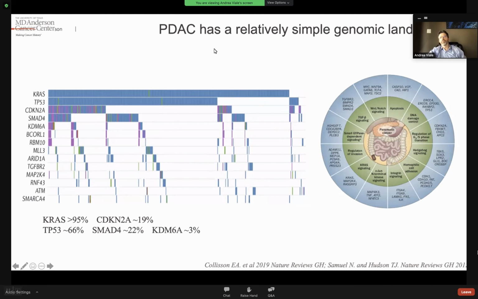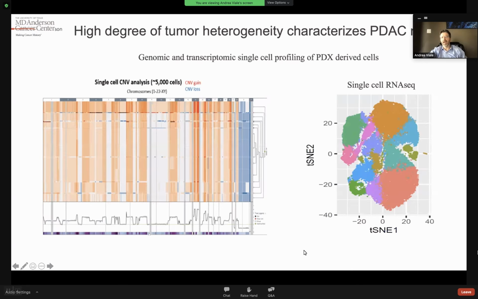PDAC tumors have a relatively simple genomic landscape that is characterized by dominant mutation of KRAS, present in virtually all the patients. A very large fraction of patients also has mutation of p53. These tumors are highly heterogeneous, and the models we are using are able to capture this heterogeneity.